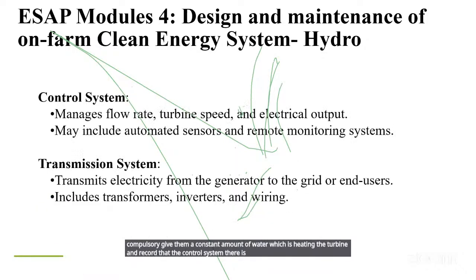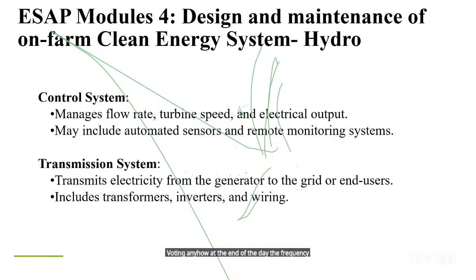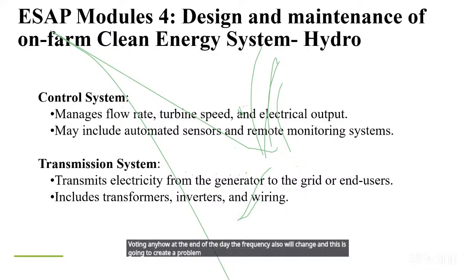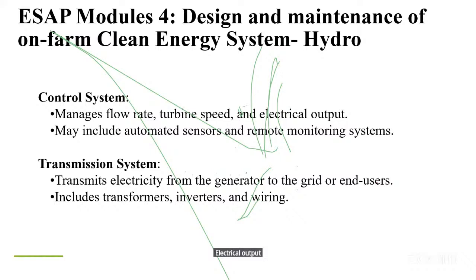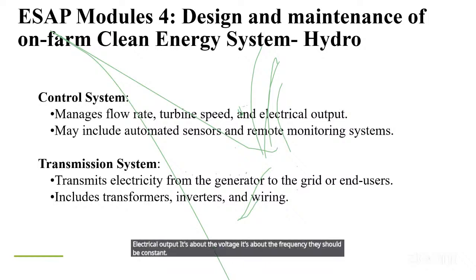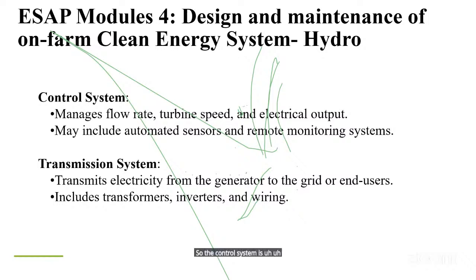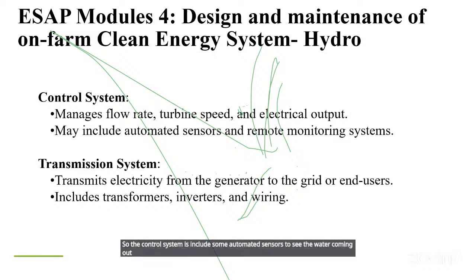There is a need for the control system, because if the speed is varying anyhow, at the end of the day, the frequency will also change, and this is going to create a problem. So the control system will manage the flow rate, the turbine speed, and electrical output. Electrical output is about the voltage and the frequency. They should be constant. So the control system includes some automated sensors which have to see the water coming out, and they should be able to be manipulated or monitored from remote areas. This should be possible using Internet of Things technology.